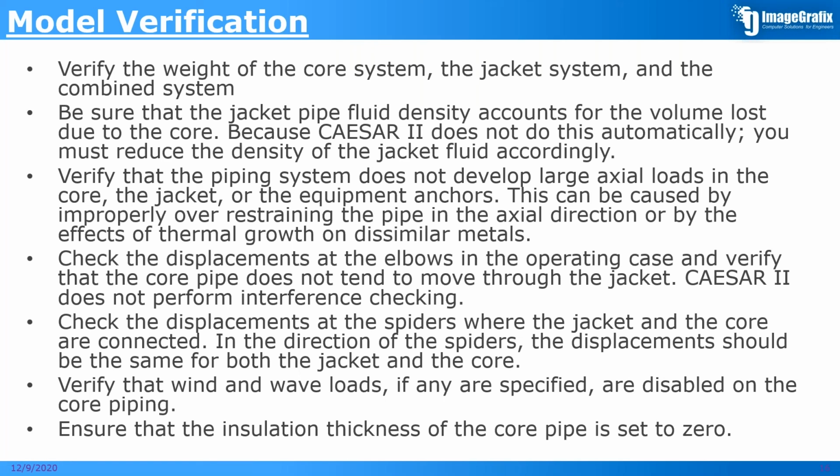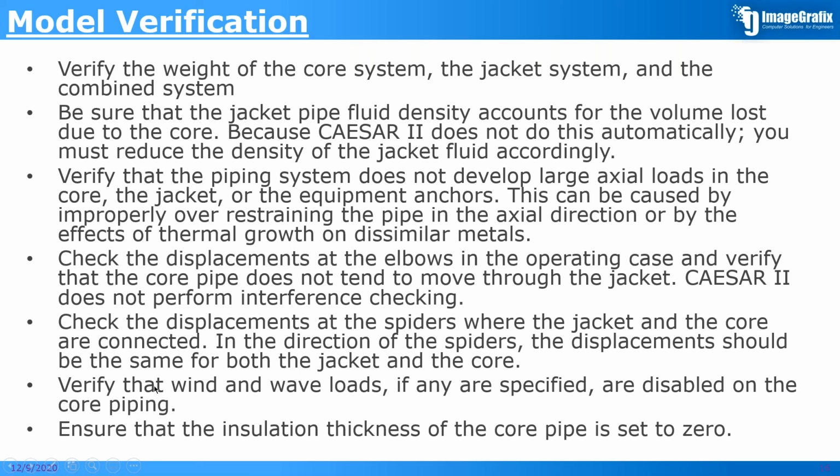And the most important thing: the displacements at the spiders where the jacket and the core are connected should be the same for both jacket and core. This is another thing to be verified by the user. Wherever I have spacers or spiders connecting my core and the jacket, the displacements on the core pipe node number and the jacket pipe node number should be the same. If it is varying, then it's a problem for us in real-time works.